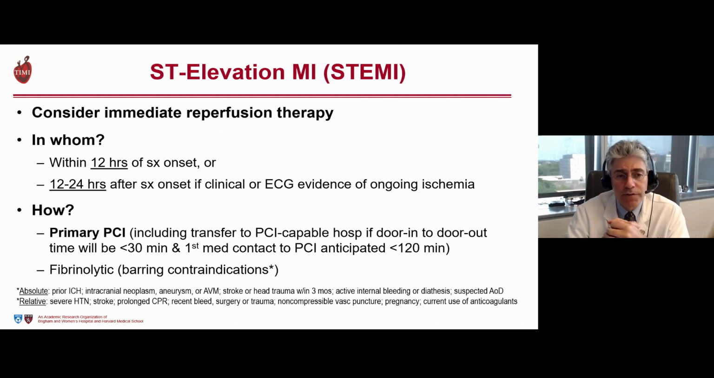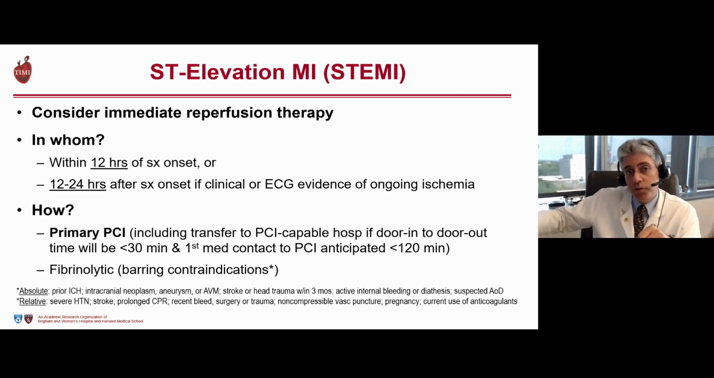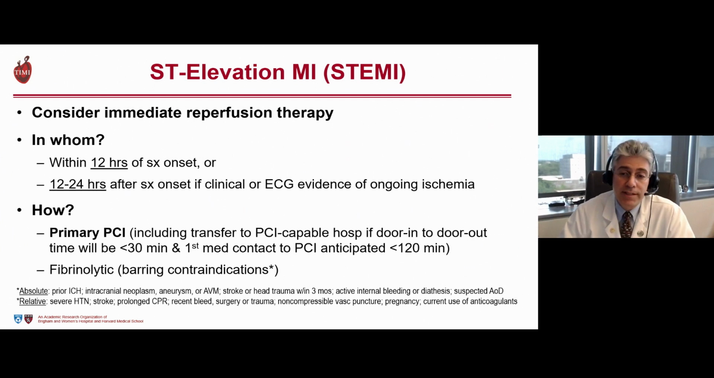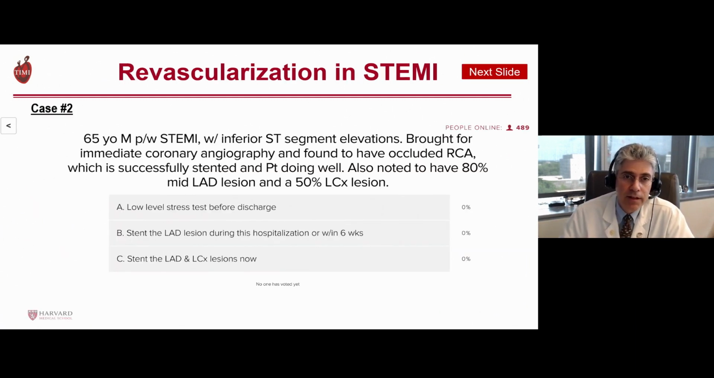How do we reperfuse individuals? Really, primary PCI is the preferred strategy, including transfer to a PCI-capable hospital. So if your facility can't do it, the preferred strategy is still to transfer to a hospital that can do primary PCI, if the door-in to door-out time is less than 30 minutes and the first medical contact to PCI is anticipated to be under 2 hours. If you can't do primary PCI, then fibrinolytic therapy would be indicated, with the usual absolute and relative contraindications listed at the bottom of the slide.